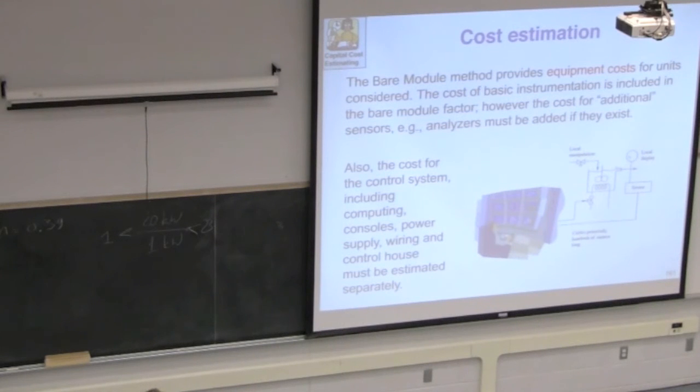Analyzers, if you put real-time analyzers on the process, gas chromatographs and so forth, those costs can add up substantially. Again, just bear this in mind for the situation where you are in a company that's designing a process from scratch. In many cases, we're not in that situation. We're looking at simple incremental upgrades, so we don't need to consider these costs. But if you are designing something new, this is going to be a substantial portion of the cost as well.